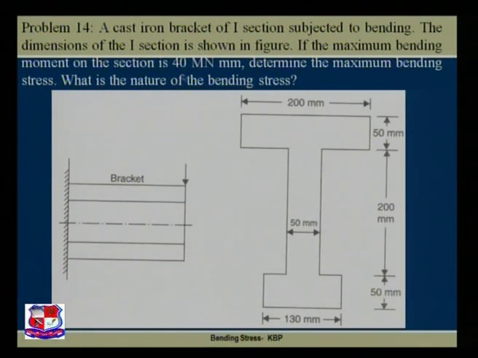If the maximum bending moment on the section is 40 mega Newton millimeter, determine the maximum bending stress. Also find out what is the nature of the bending stress. Interesting question. Finding the nature means the question asks whether that maximum bending stress is of compressive nature or tensile nature, which we have to find out in this particular problem. Let us solve this problem right now.